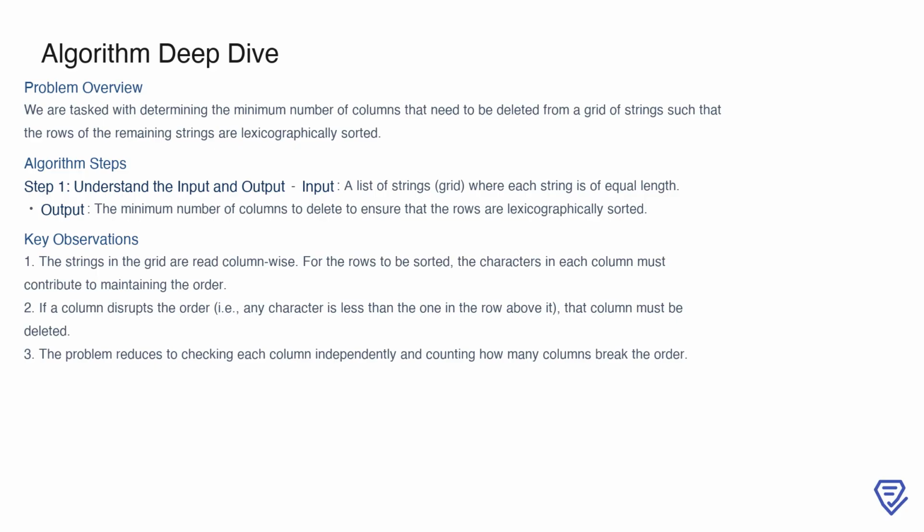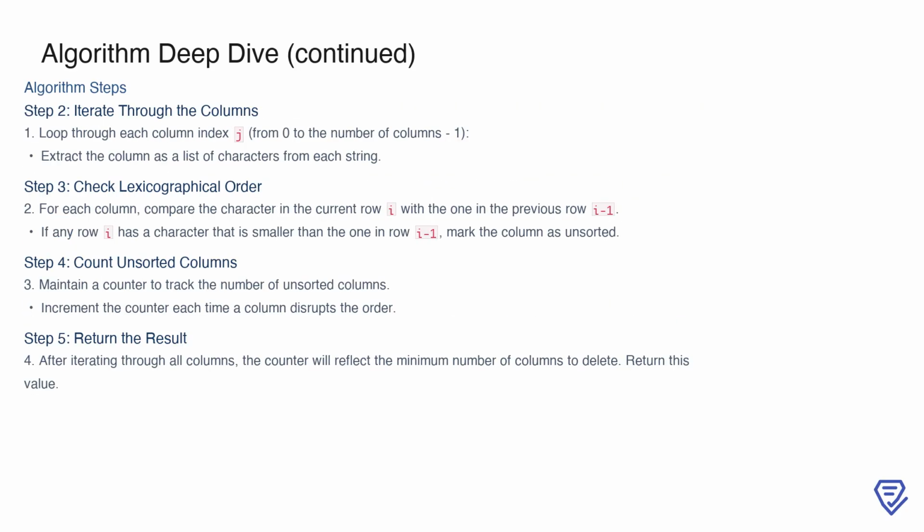A key observation is that the grid can be thought of as being read column-wise, meaning each column's characters must help maintain the lexicographical order of the rows. If any column disrupts this order, for instance, if a character in a column is smaller than the one directly above it, then that column must be removed. The entire problem boils down to checking each column to see if it disrupts the order and counting how many such columns exist. To solve this, we begin by iterating through each column in the grid.